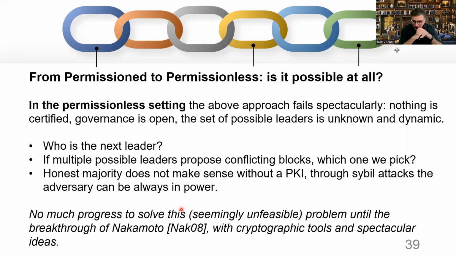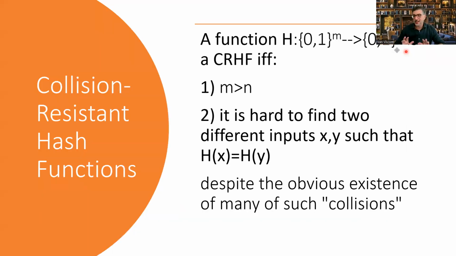But Nakamoto gave us new ideas and actually proposed a way to achieve a decentralized computer in the permissionless setting with his paper in 2008. Okay, there are some more cryptographic tools and several ideas. Let's overview what we need very quickly.